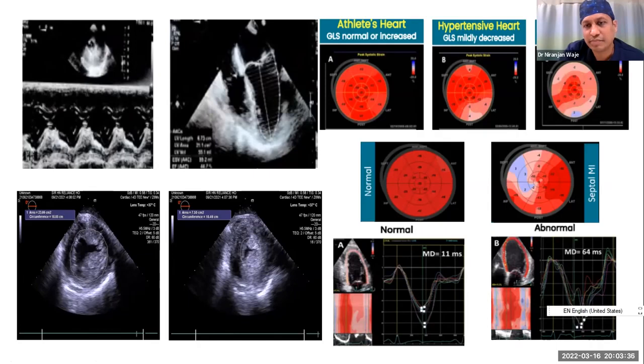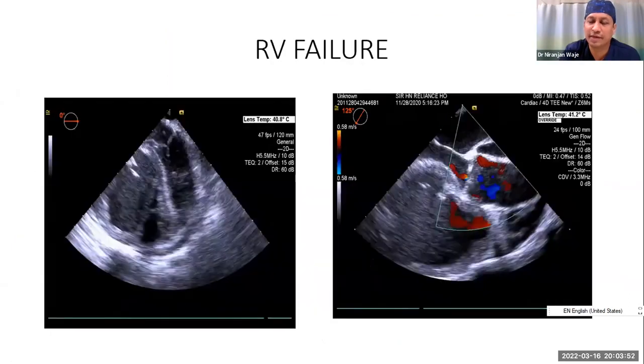And the right-hand side, with the red dots, are classical examples of global longitudinal strain. Anything less than 20 would not indicate a normal LV function. Also, the pattern of the strain would give us enough hints to the type of pathology we are encountering.